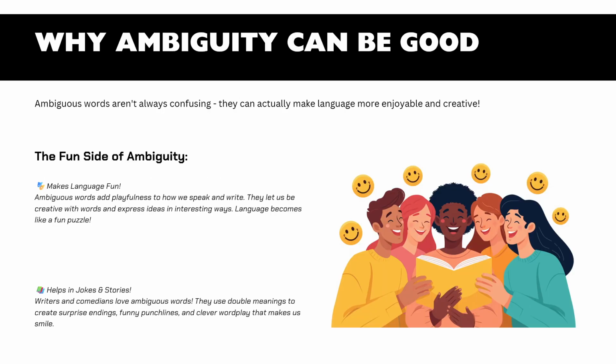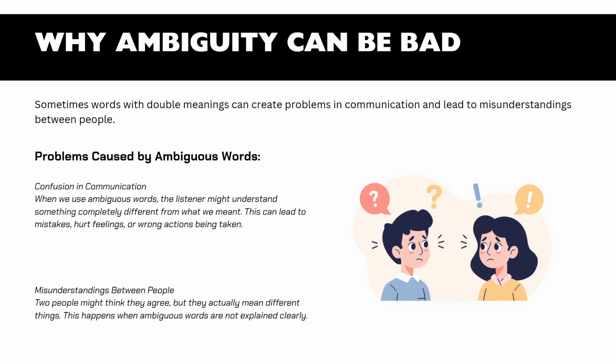But here's something cool. Ambiguity can actually be good. It makes our language fun and creative. It helps us create jokes and tell interesting stories. Of course, there's a flip side. Ambiguity can also be bad. It can cause confusion. People might not understand each other clearly, and that can lead to problems.